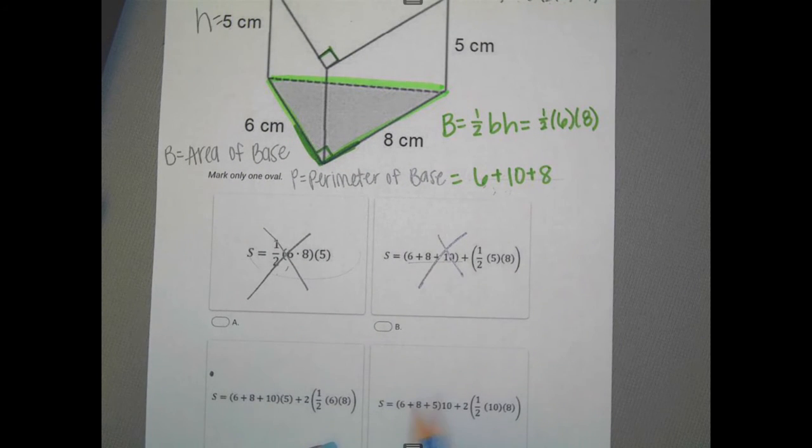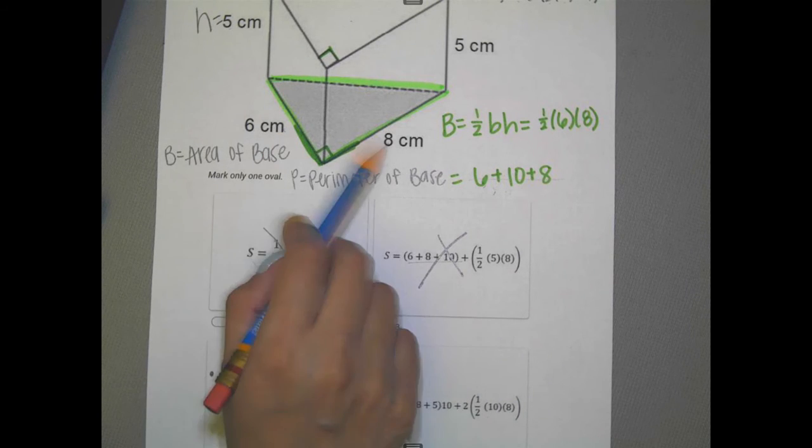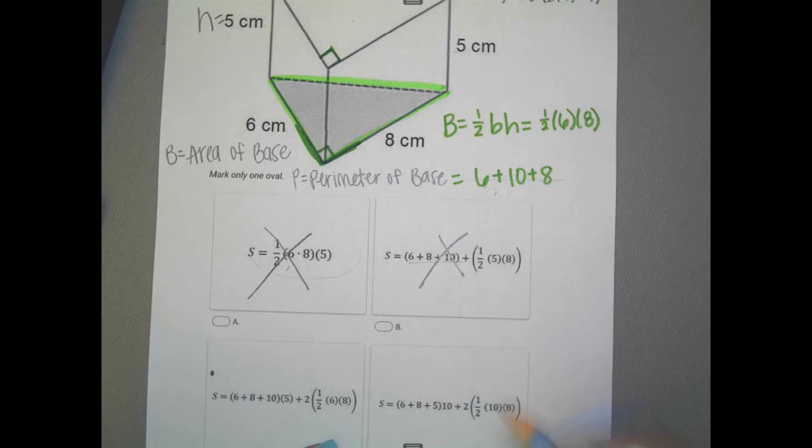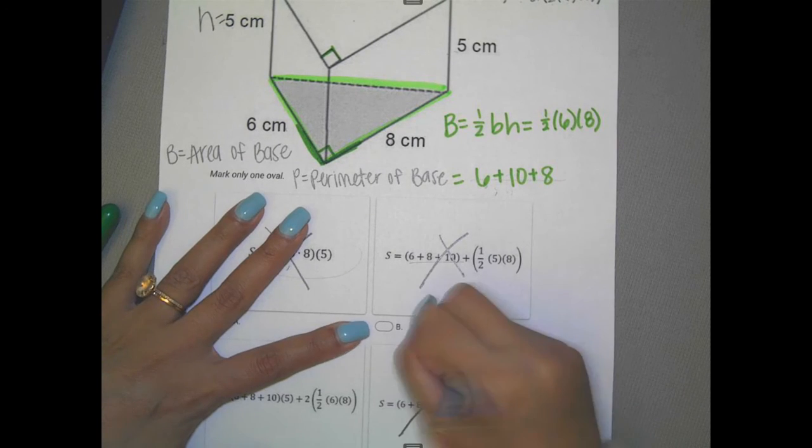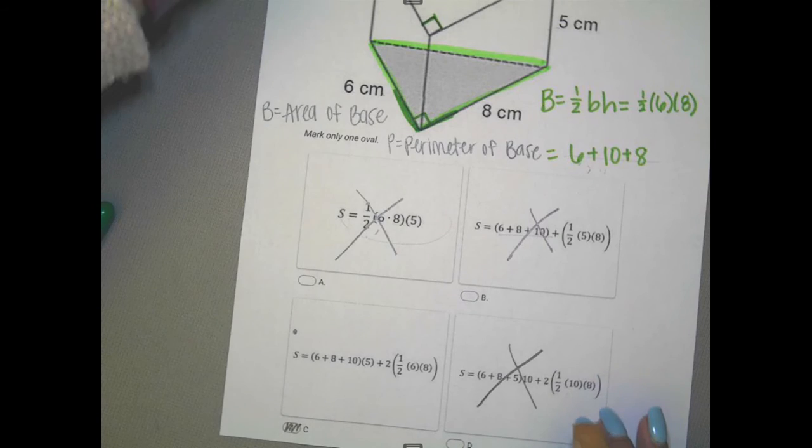And this says for perimeter to do 6 plus 8 plus 5. 6 plus 8, but 5 is my height. So I'm not going to be using that one, and you should have picked C for problem number 2. All right. So now we're going to work number 3.